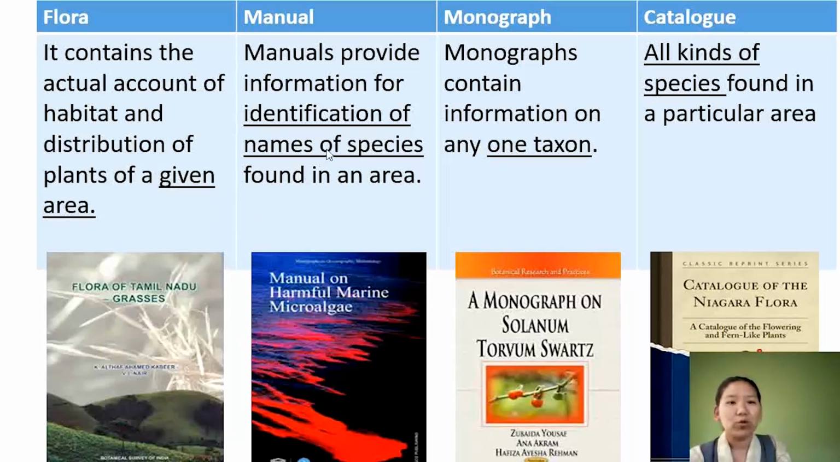Now next is manual. A manual will provide information for identification of the names of species found in an area. Here, a manual on harmful marine microalgae. So these are the books which help us in identification and classification. Next is monograph. A monograph will give you information on only one particular taxon. Here the taxon is Solanum torvum. Next is catalog. A catalog is a book where the different species found in a particular area are listed, and there may be a little description also.